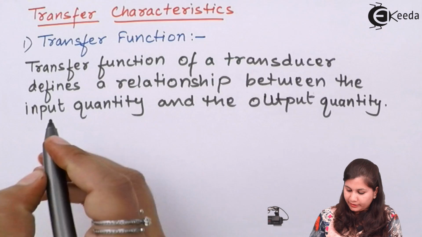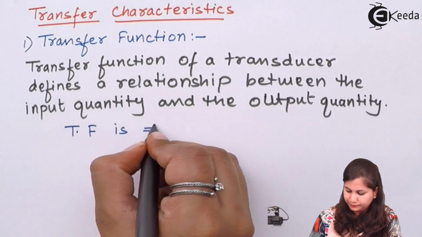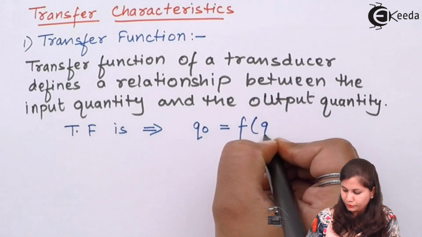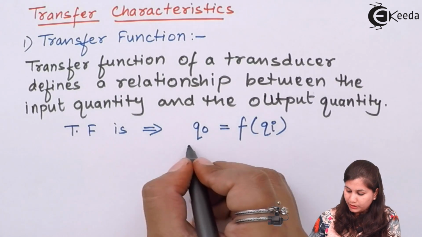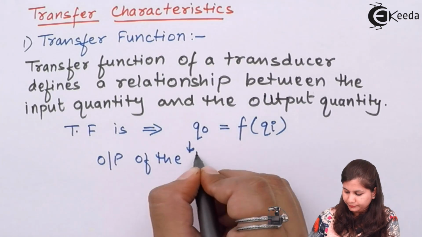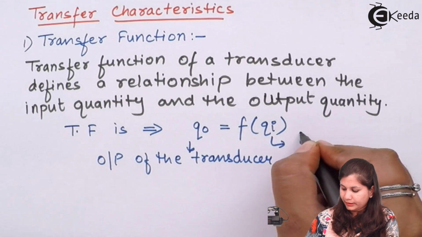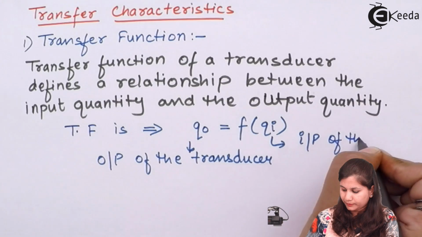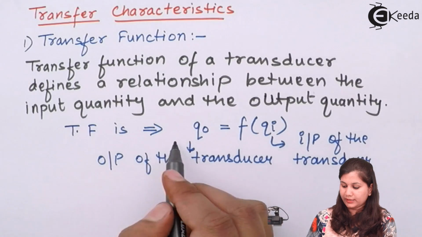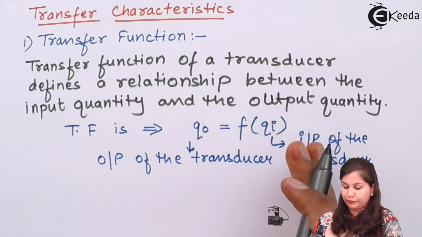If we write its formula, the transfer function is Q naught equals a function of Qi, where Q naught is the output of the transducer and Qi is the input of the transducer. So you can say that this transfer function is defining the relationship between the output and the input quantity.